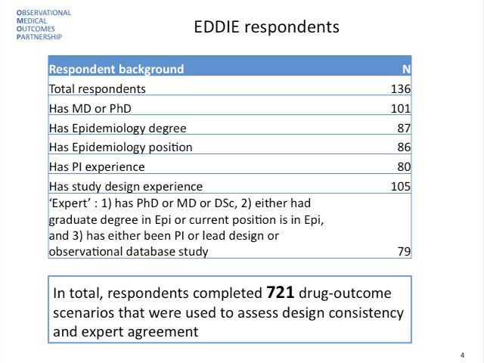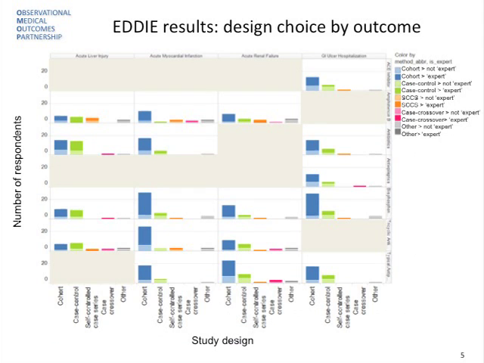The question in that survey was posed as a hypothetical: I'm going to give you a drug outcome pair, and what study design would you choose for that particular drug outcome association? Altogether, we collected results for over 720 drug outcome scenarios, for which the experts chose between a cohort design, case control design, or self-controlled design. This allowed us to evaluate how consistent those decisions were across our expert community.